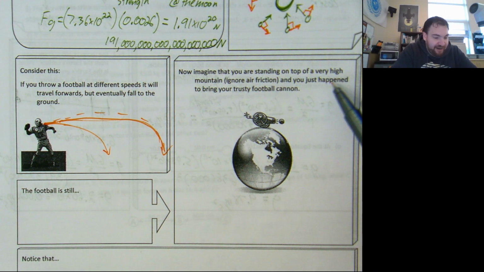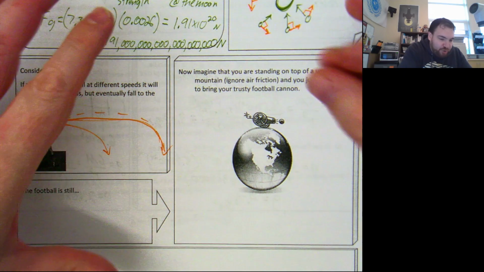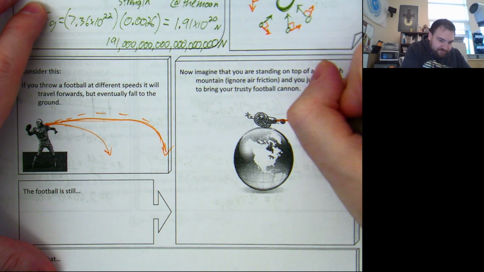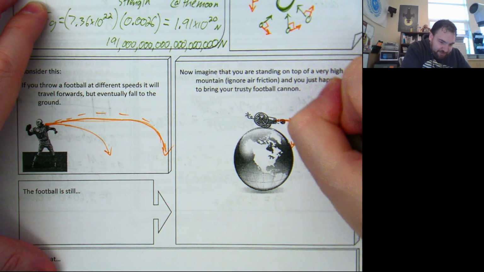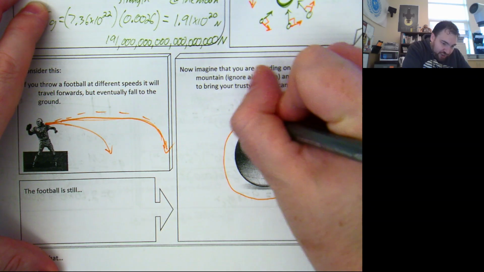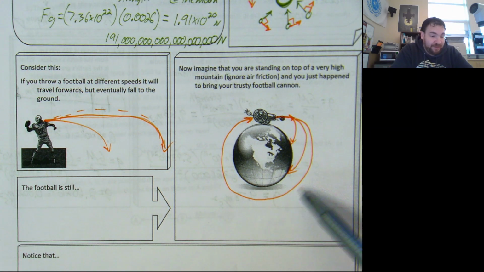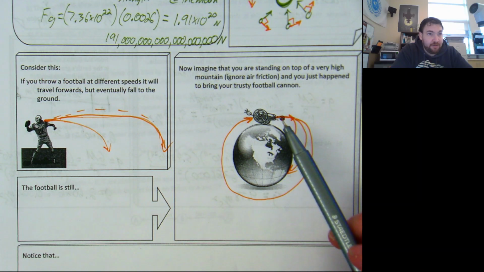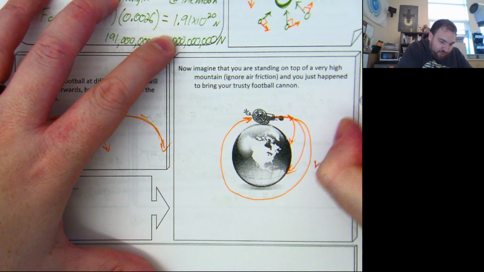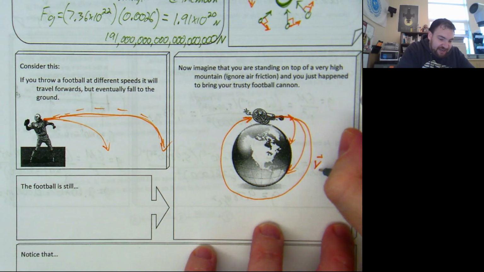So we're standing at the top of a very high mountain, ignoring friction, and you just happen to have your trusty football cannon. You could shoot it at some velocity. First, it would probably fall, but as you increase the velocity enough, you could get it to the point where instead of falling back to the Earth's surface, you're actually able to orbit that football around the planet. The velocity required for this to happen is called the escape velocity.